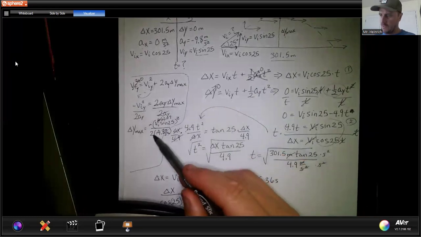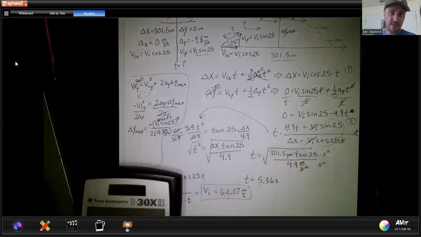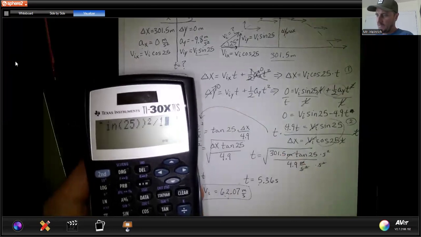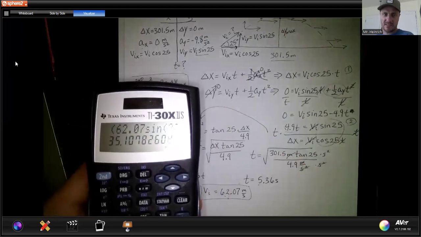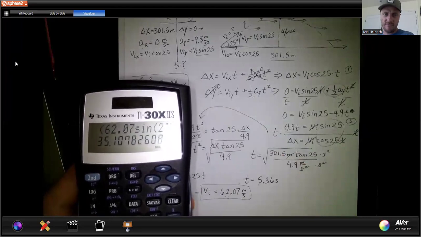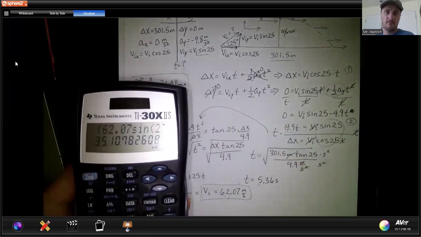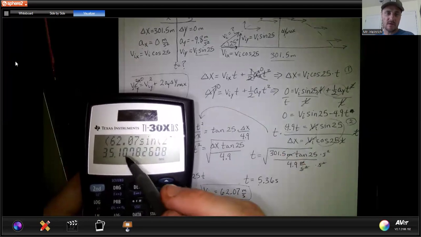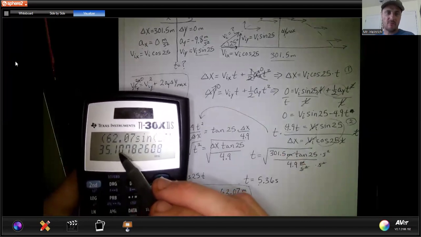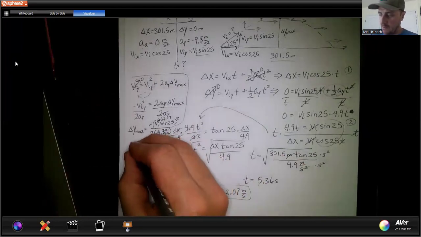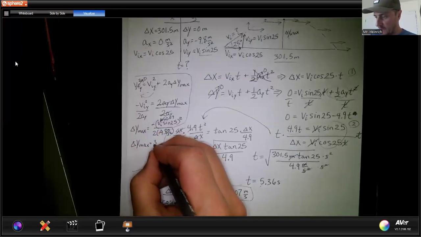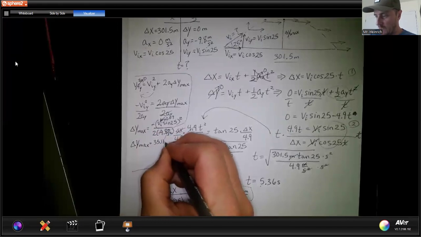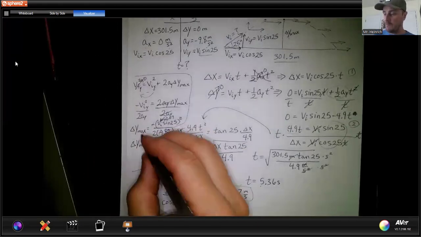Now, also, you should get used to this. 2 times 9.8 is just 19.6, divided by 19.6. And look at that. We have a max height reached of 35.1. Yeah, I guess we'll stick with those hundredths place rounds. It's 35.11 meters. Delta Y max is 35.11 meters. Oh my goodness, we are done with this problem.